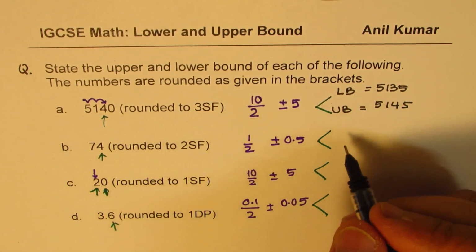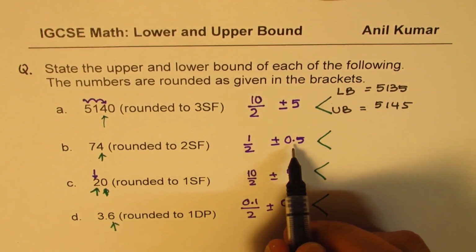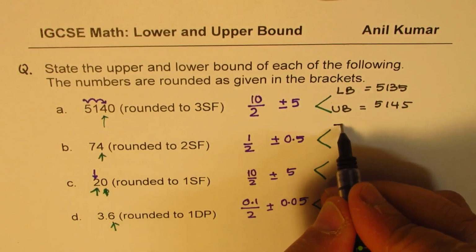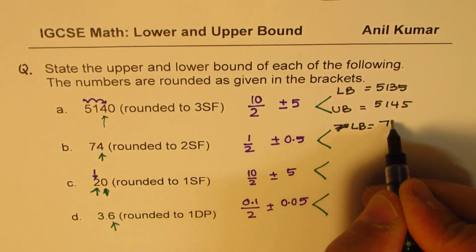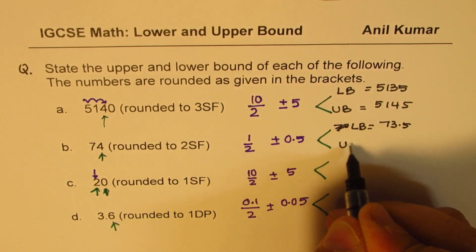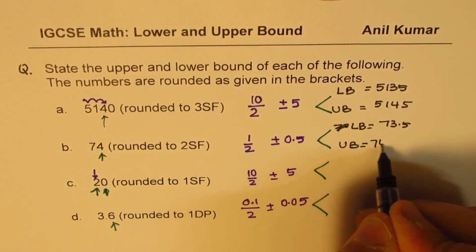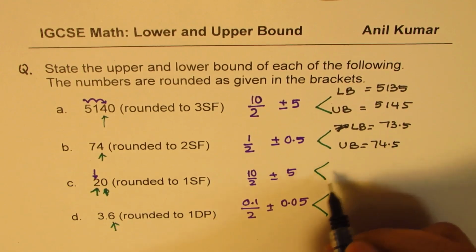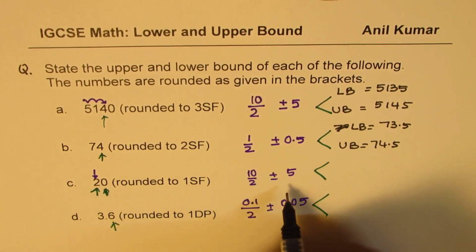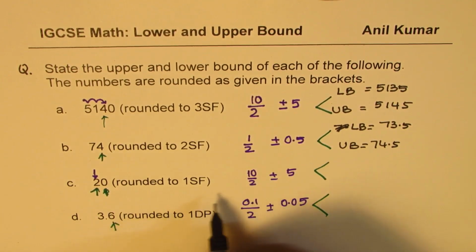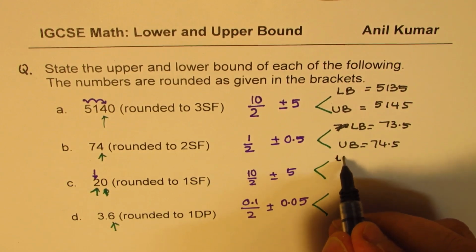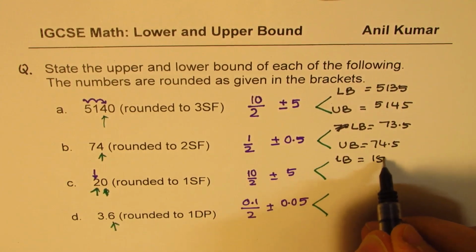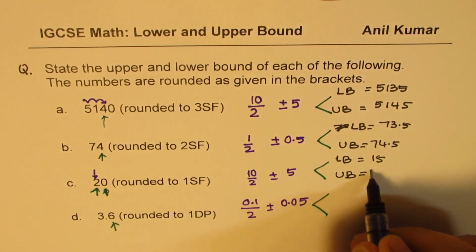Perfect. Now the next one here, we have to add and subtract 0.5. So let me write lower bound first: 73.5. And the upper bound for us is 74.5. Perfect. Now here we have 20. And the number is rounded to 1 significant place. So we'll add plus and minus 5. So the lower bound in this case is 15 and the upper bound is 25.